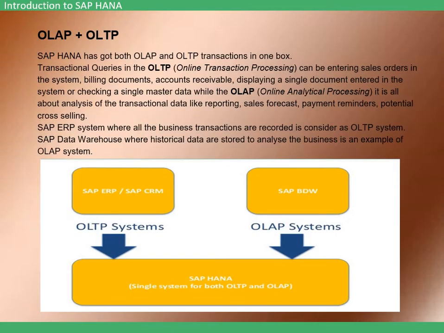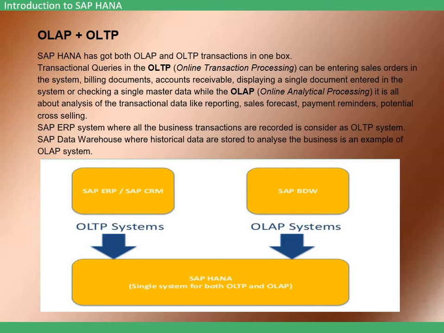SAP has both OLAP and OLTP transactions in one box. OLTP transactions are the transactions related to the ERP system, such as sales, receivable, payable, and master data. All these transactions are recorded in the ERP OLTP system.